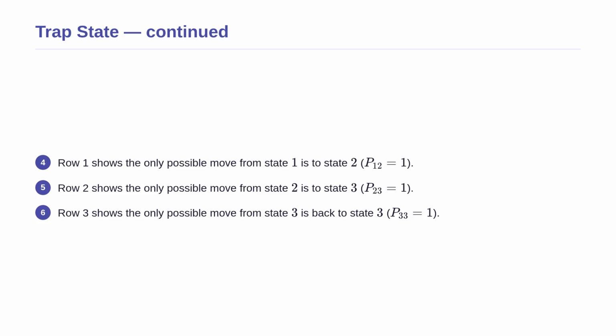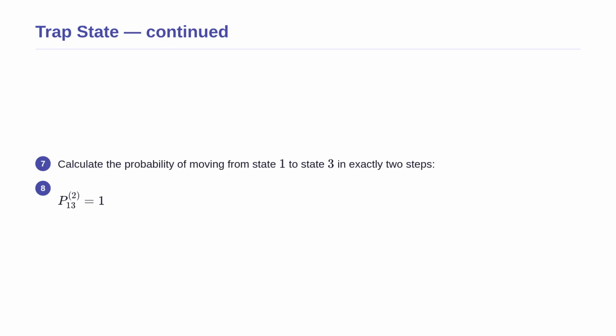Let us break down the rules of this new matrix. The first row tells us that from state 1, the only possible move is to state 2, because P12 is exactly 1. The second row shows that from state 2, you must move to state 3, because P23 is 1. But the third row is the most critical. It shows that from state 3, the only possible move is back to state 3 because P33 is 1. This makes state 3 an absorbing state. In plain English, it is a trap that you can never escape once you enter.